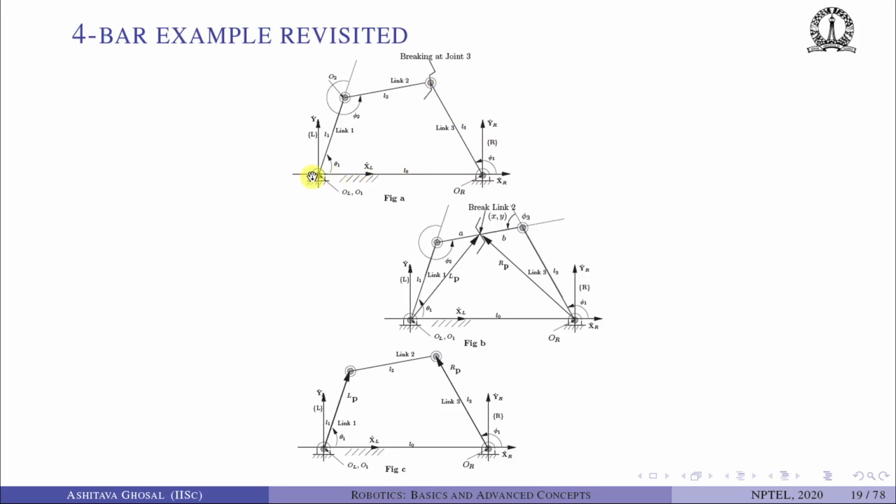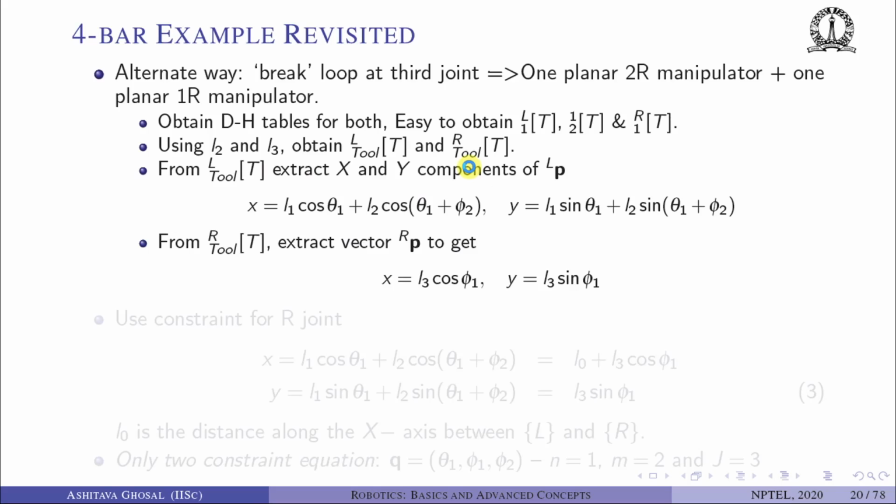So what will it be? It will be L1 cos theta 1 plus L2 cos(theta 1 plus phi 2). The X component of this point will be equal to L0 plus L3 cos phi 1. So the X component from the left side is this, the Y component from the left side is this, and from the R coordinate system, the same point is L3 cos phi, L3 sin phi.